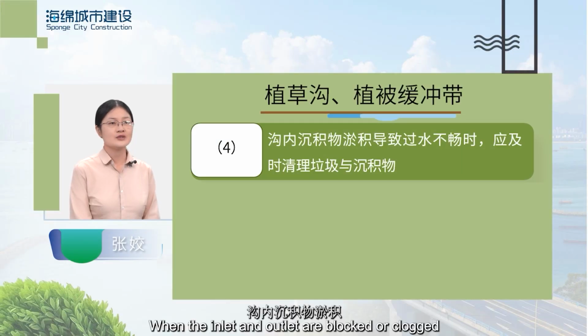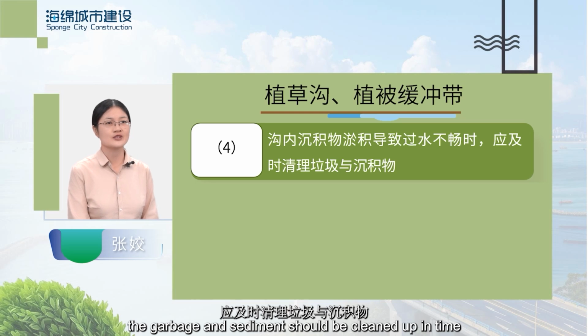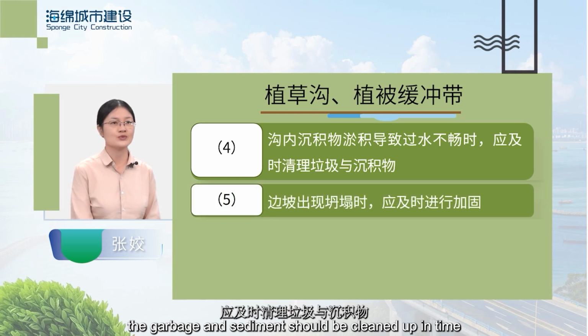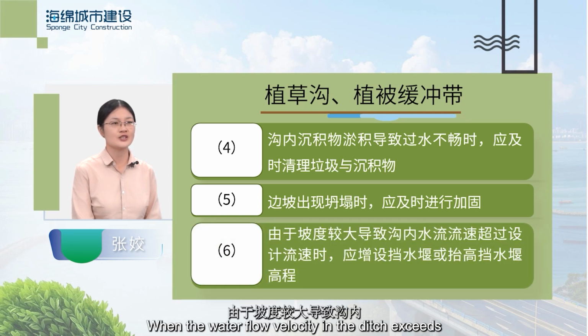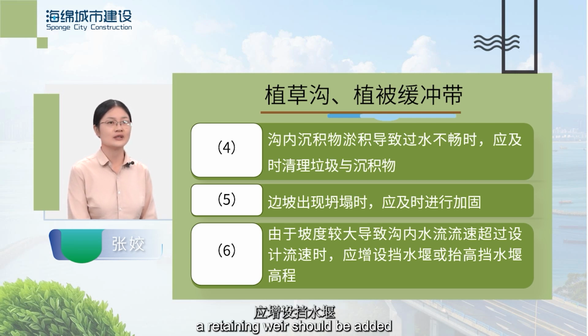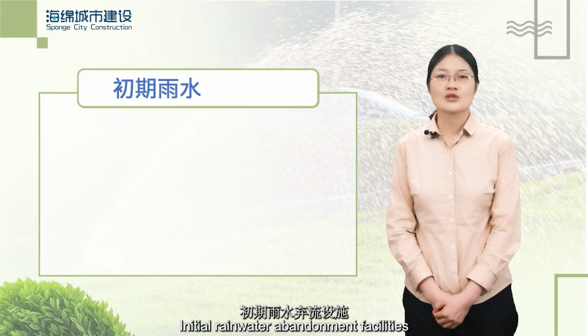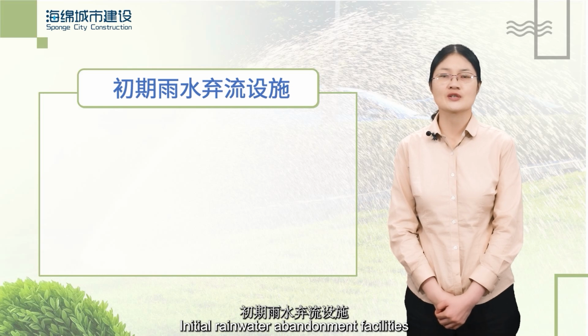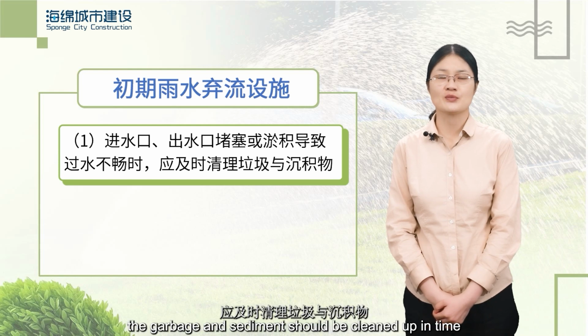When the inlet and outlet are blocked or clogged, causing poor water flow, the garbage and sediment should be cleaned up in time. When the slope collapses, it should be reinforced in time. When the water flow velocity in the ditch exceeds the design flow rate due to the large slope, a retaining weir should be added, or the elevation of the retaining weir should be raised. Initial rainwater abandonment facilities. When the water inlet and outlet are blocked or silted up, the garbage and sediment should be cleaned up in time.